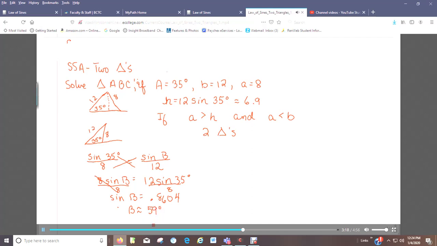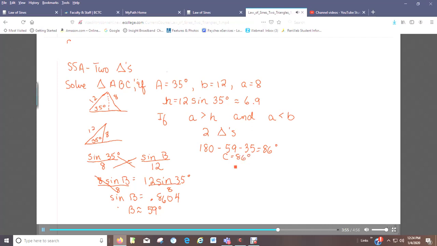Okay, let's go ahead at this point and continue to solve this triangle. Now that I have A is 35, B is 59, I can get C by subtracting 59 and 35 from 180 degrees, if I can put it in my calculator correctly. And that's going to be 86 degrees for angle C. So we've got C is 86 degrees.